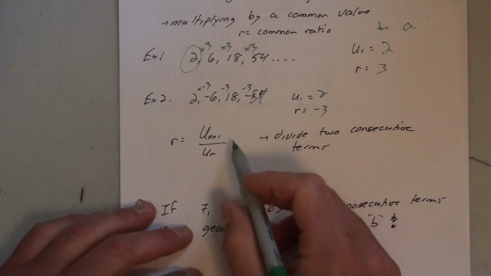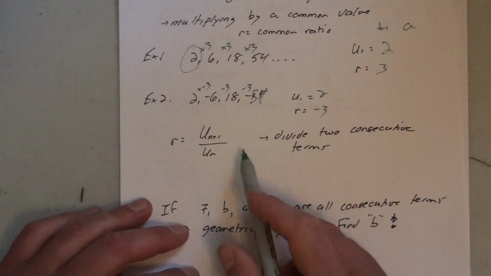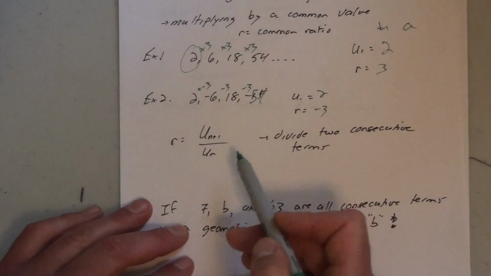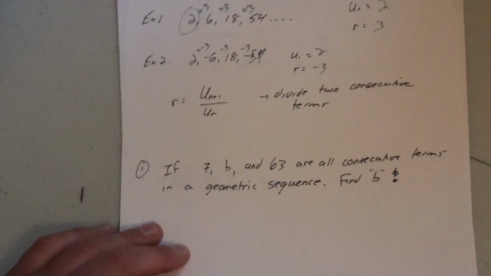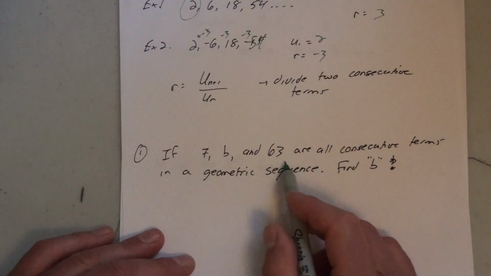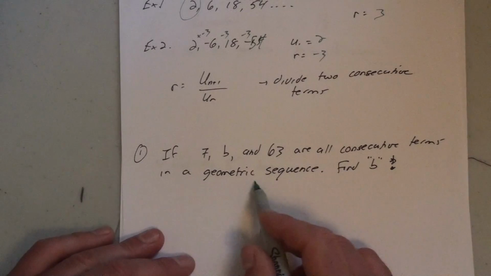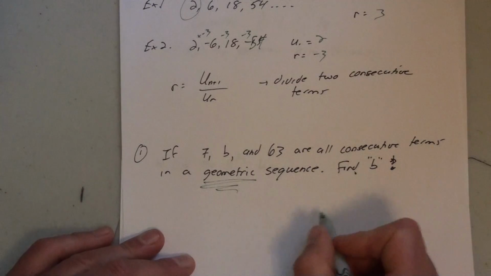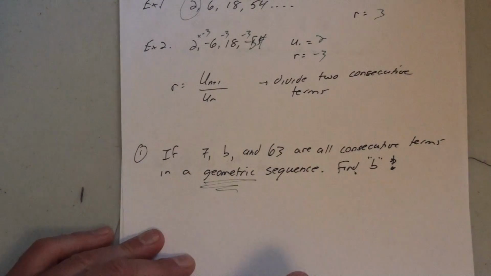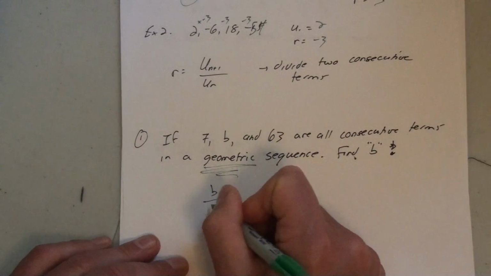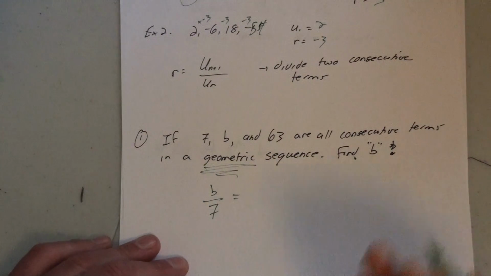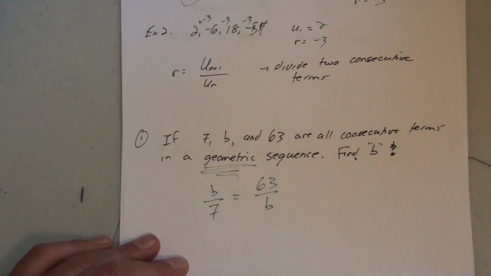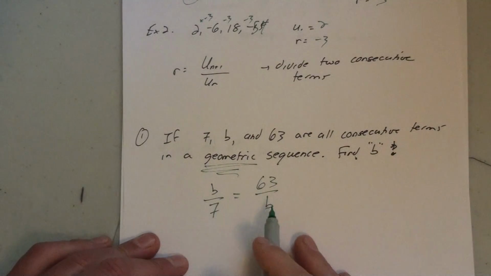How to figure out the R? In this case, you'd actually divide any two consecutive terms to figure out what your R value is. For an arithmetic sequence, you subtract the two consecutive terms. For geometric, you divide two consecutive terms. So an example of this is if you have 3 terms, they're all consecutive terms in a geometric sequence, find B. So what I would do is take two consecutive terms. I'll take my second term and my first term, and divide them. Second term divided by first term will equal the same value as if I take my third term, 63, and divide by my second term. And now I can try and figure out what my B value is.